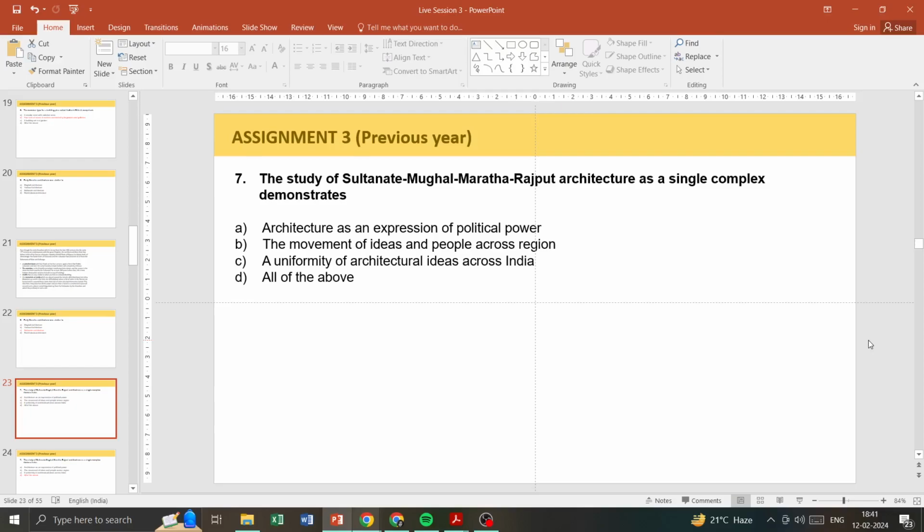All of these happen in terms of architecture. So our answer will be B, all of the above. The study of the whole Sultanate, Mughal, Maratha, Rajput architecture as a single complex denotes that architecture is an expression of political power, that there is a movement of ideas and people across regions, and that there is a uniformity of architectural ideas across India.